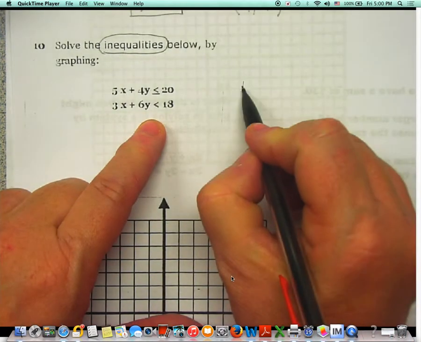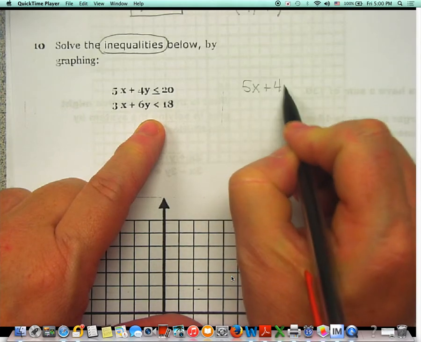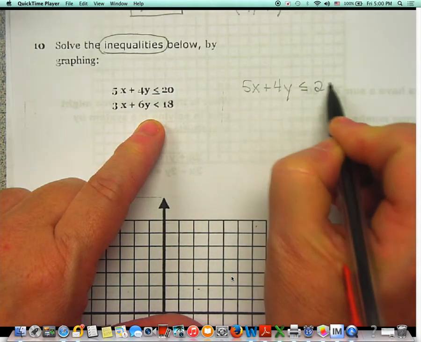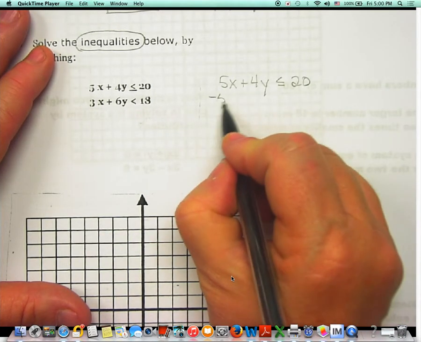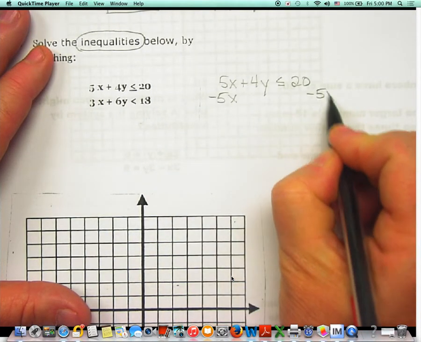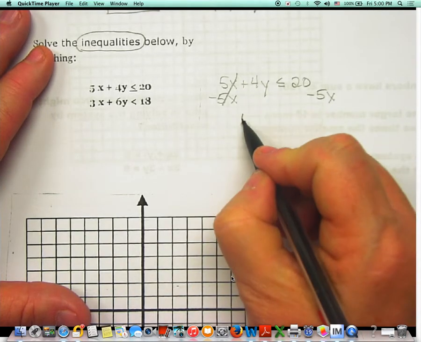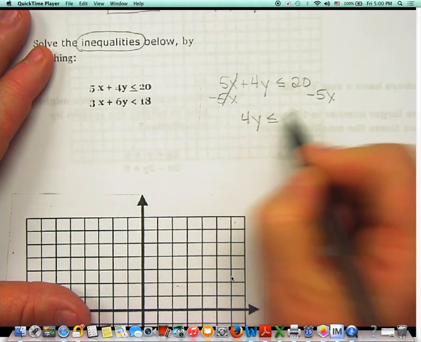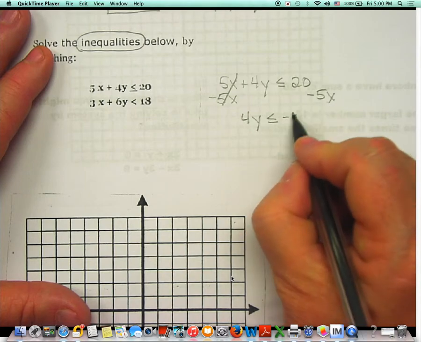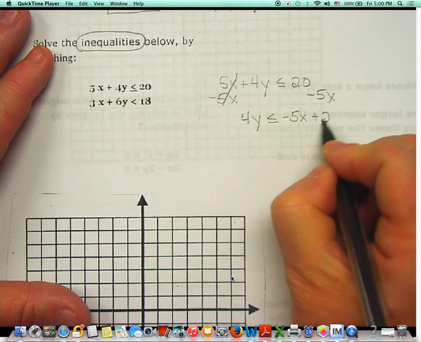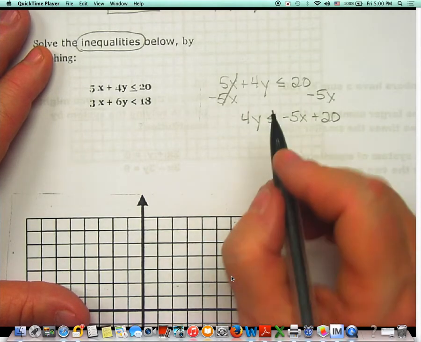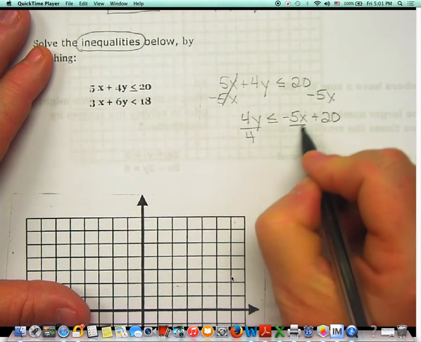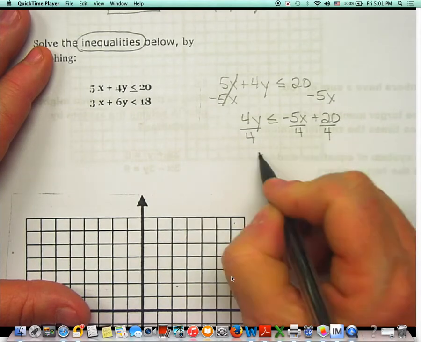So I'm going to take 5x plus 4y is less than or equal to 20, and I'm going to solve for y. So I'm going to subtract 5x. I have to get this in slope-intercept form, and have 4y is less than or equal to, I'm going to write my x first, negative 5x plus 20, so I can have it in slope-intercept form. I still don't have y by itself. I need to divide by 4, and I have to divide everything by 4.